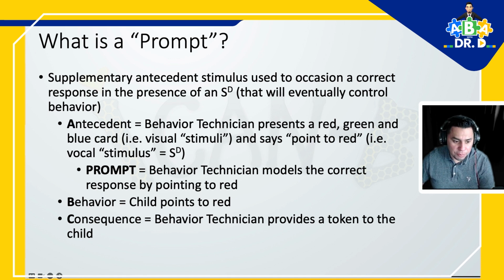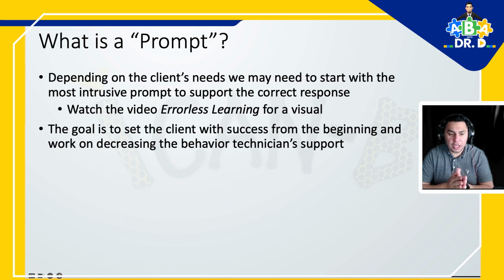Okay, so a couple more bullet points before we watch the video together. So here it says that depending on the client's needs, we may start with the more intrusive prompt to support the correct response, which is very true. That's what we want to see. We want to increase the probability for that response that we need from the child to engage in. Okay, and that's why it's very crucial to select the right prompts, right? The prompts that are going to allow you to provide that success for your client.